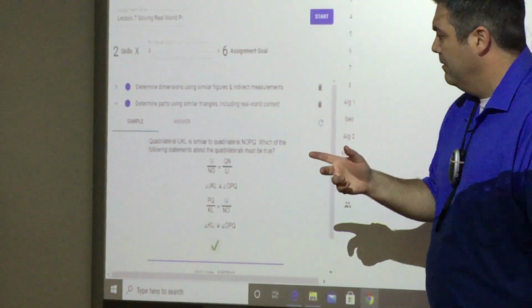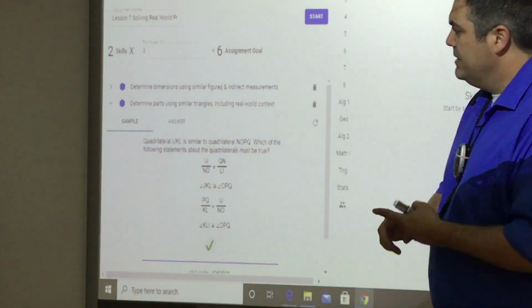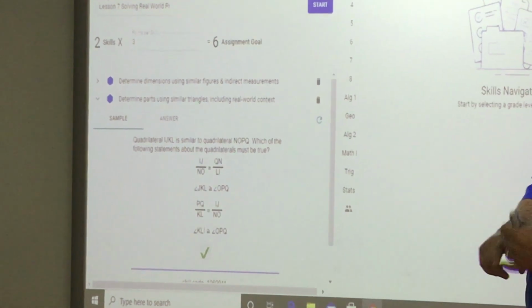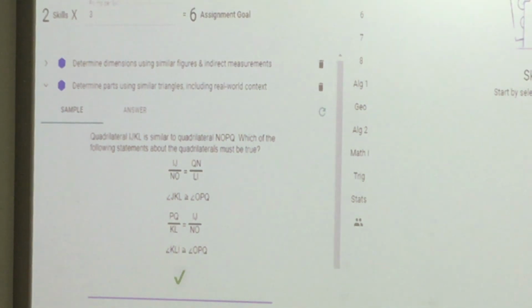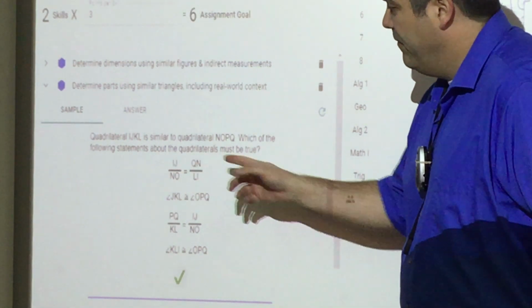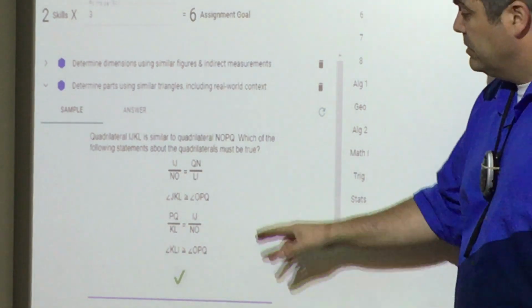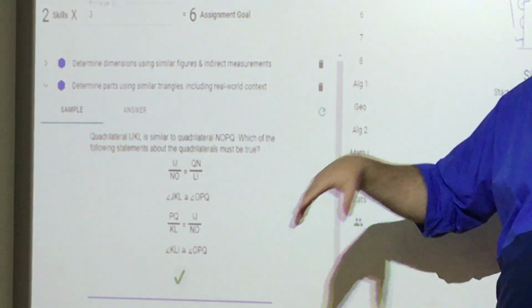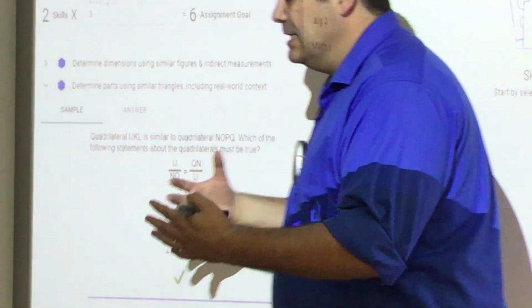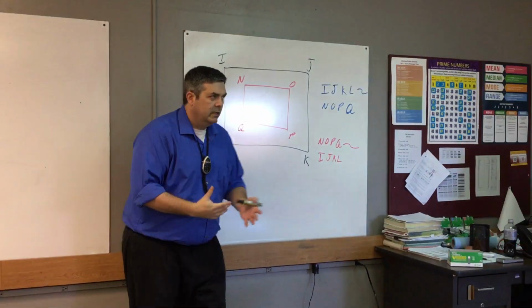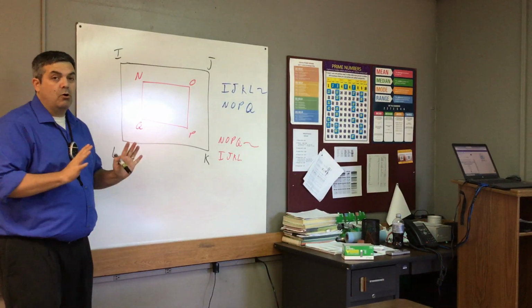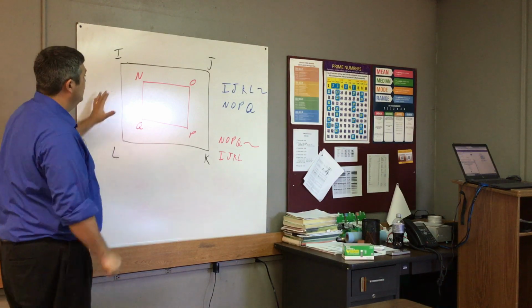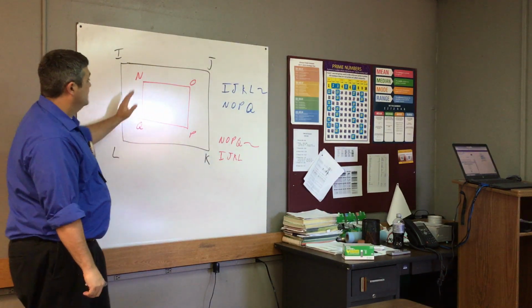All right, so in Get More Math, they say quadrilateral IJKL is similar to quadrilateral NOPQ. Which of the following statements about the quadrilateral must be true? So they come down here and say, one of these must be true. Which one is it? So what we're going to do is set this up. Now I went ahead and did this beforehand. There's two ways to set this up. One is to just draw it. And notice I drew one box inside of another one.